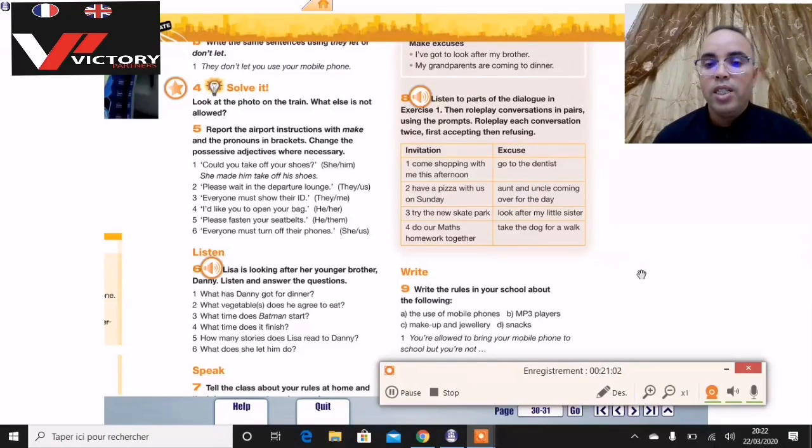The last activity in this lesson is writing. What are you going to do? You are going to write a short paragraph talking about the rules in your school about the following: the use of mobile phones, MP3 players, makeup and jewelry, snacks. Don't forget to use the verbs or the words that we have already studied, like be allowed to, let, and make.